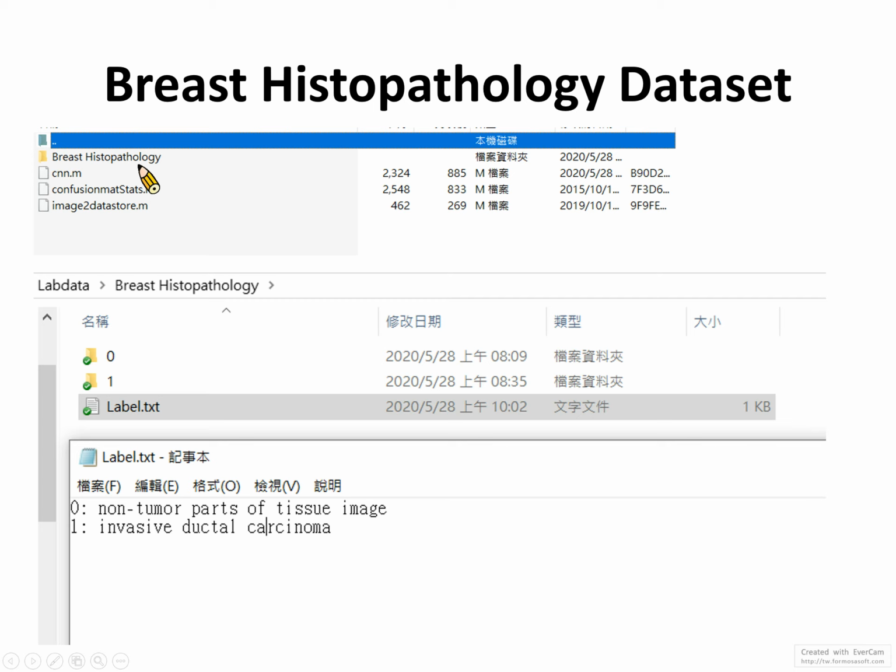And if you open the breast histopathology folder, you will see there are two subfolders, 0 and 1. I also attach a label.txt file to show you the labels of these folders. For 0, it means non-tumor parts of the tissue images, and for label 1, it means invasive ductal carcinoma.